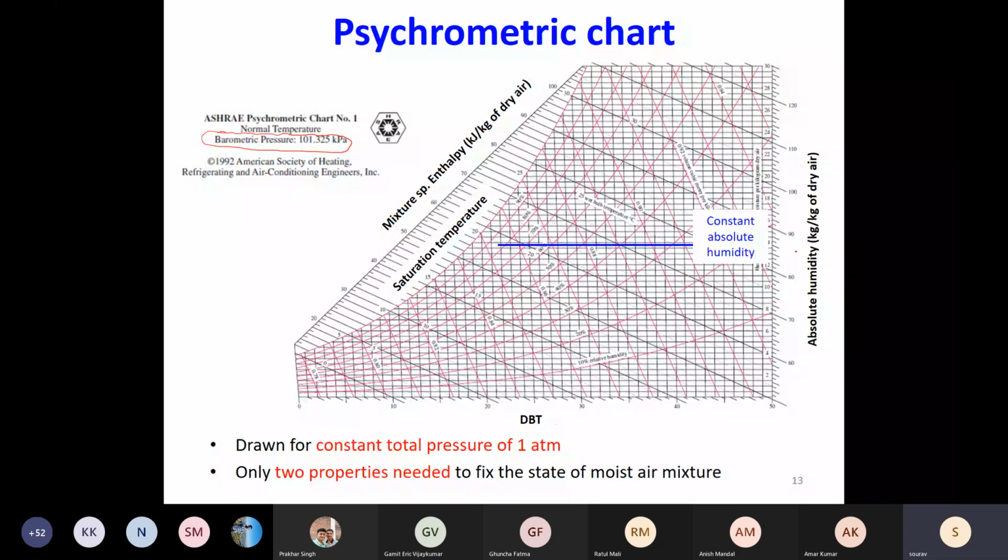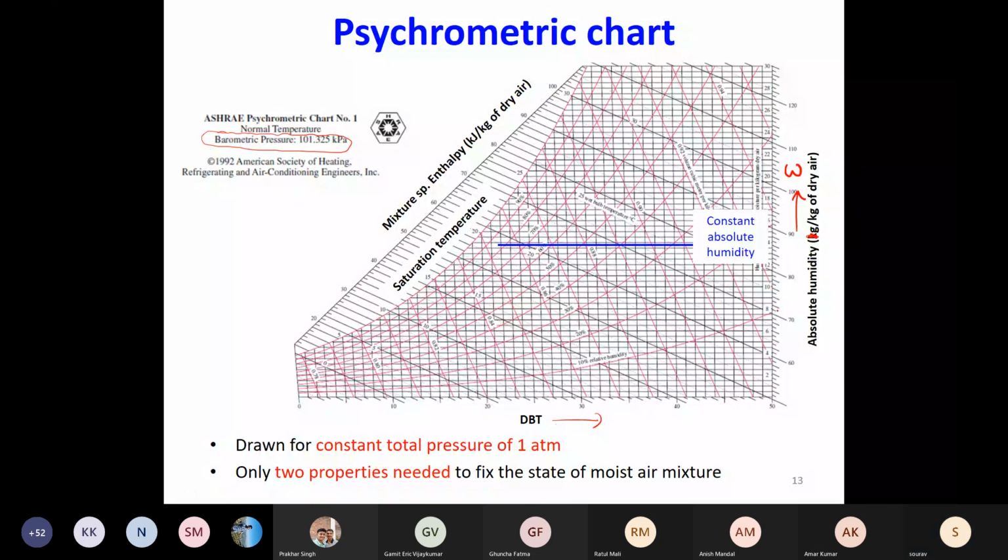Okay. Now on the y-axis, what you have is omega. The units could be kg of water vapor per kg of dry air, or it could be grams of water vapor per kg of dry air. I think here it is wrong. It should be grams because the numbers are 2, 4, 6 like this. Very small amount of water vapor is present in air. So dry bulb temperature, absolute humidity.